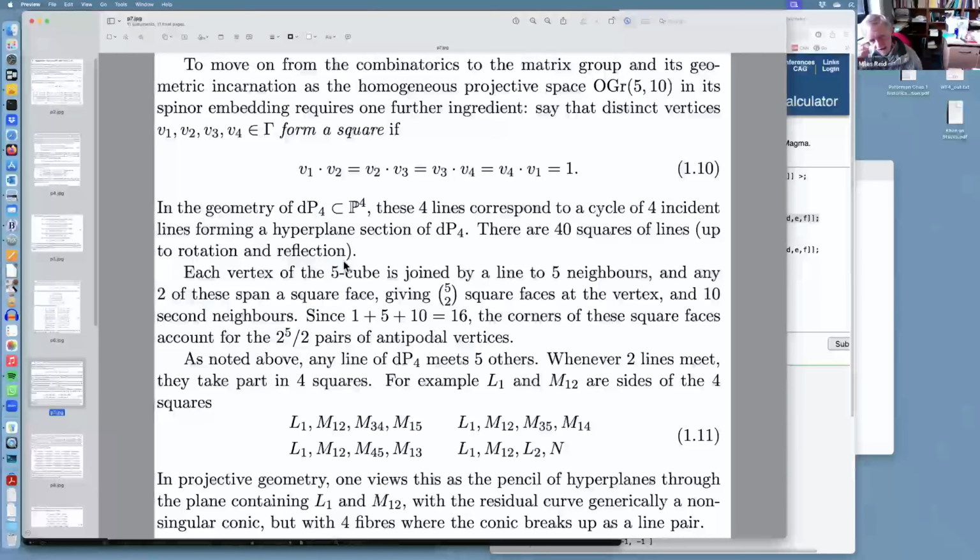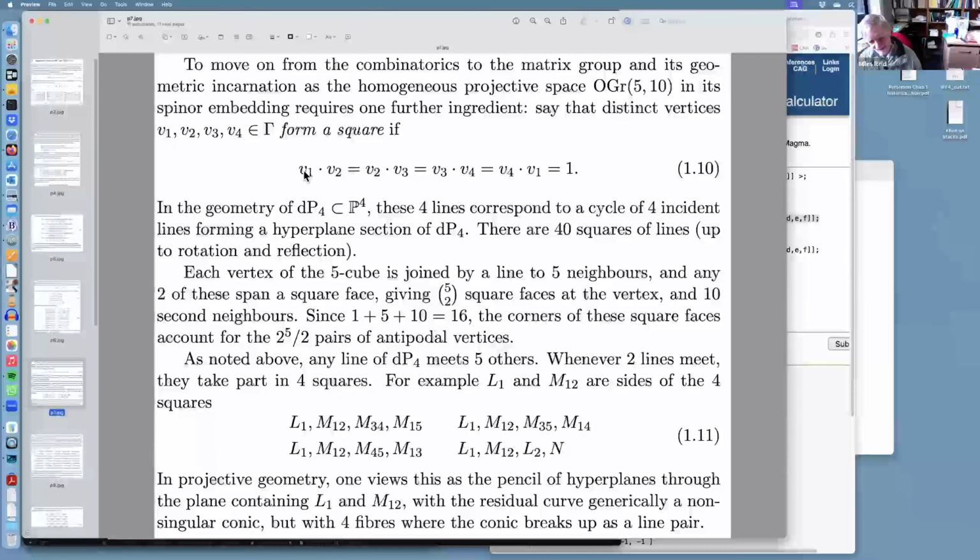Yes, and coordinates in my projective space are going to be these things, V1, V2, V3, V4. I mean, they're the lines from the first page. 16 lines form coordinates in a 15-dimensional space containing this smallest homogeneous space. Yes.